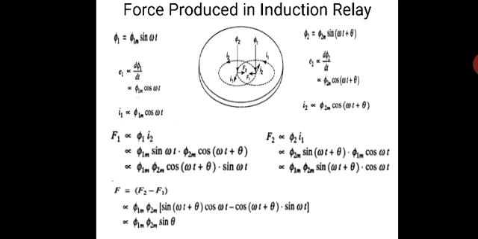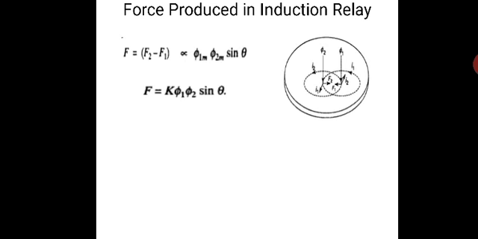Now the final equation is F equals F2 minus F1, because the forces are opposite. So F is proportional to phi1m into phi2m in square brackets, sine omega t plus theta into cos omega t minus cos omega t plus theta into sine omega t. So the final equation is F proportional to phi1m into phi2m into sine theta. So the force produced in an induction relay is F equals K into phi1 into phi2 into sine theta. Okay, this is the final equation.